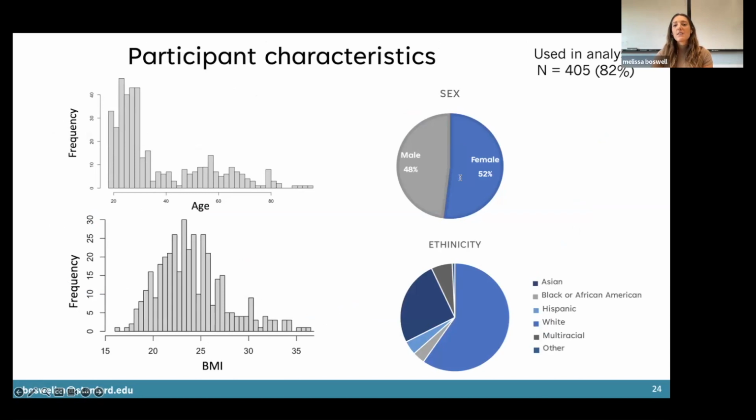Because of the accessibility of the study, we were able to collect a fairly diverse sample. In the 405 participants used in the final analysis, the age of participants ranged from 18 all the way to almost 100 years of age. We had a range of BMIs from underweight to obese, about an even distribution of sexes, as well as a range of different ethnicities and races.